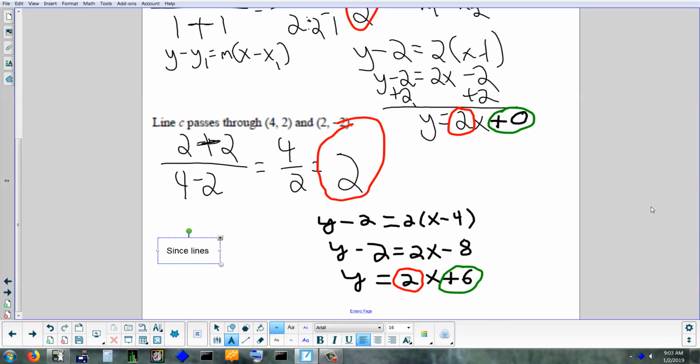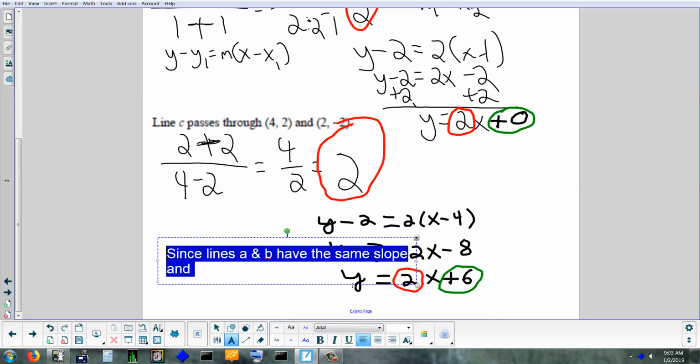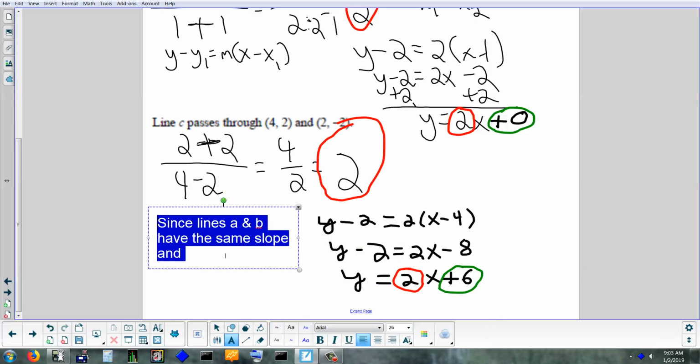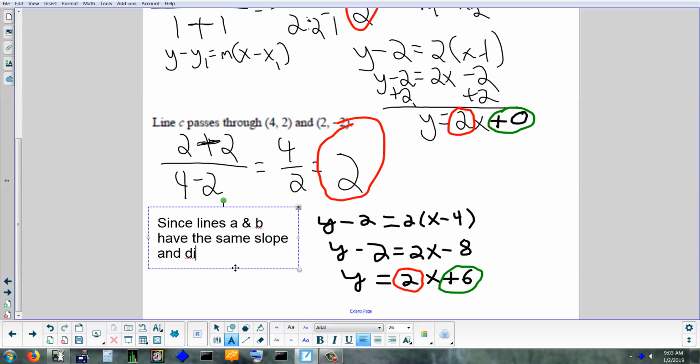All right? In this equation of a line, what's my slope? Everybody tell me. 2, right? Remember, the number with x. Down here, what's my slope? 2. Same, right? What has to be different? The y-intercept, right? I got a y-intercept of 0. I got a y-intercept of 6. Yes. So lines B and C would be parallel because their slopes are the same and their y-intercepts are different.